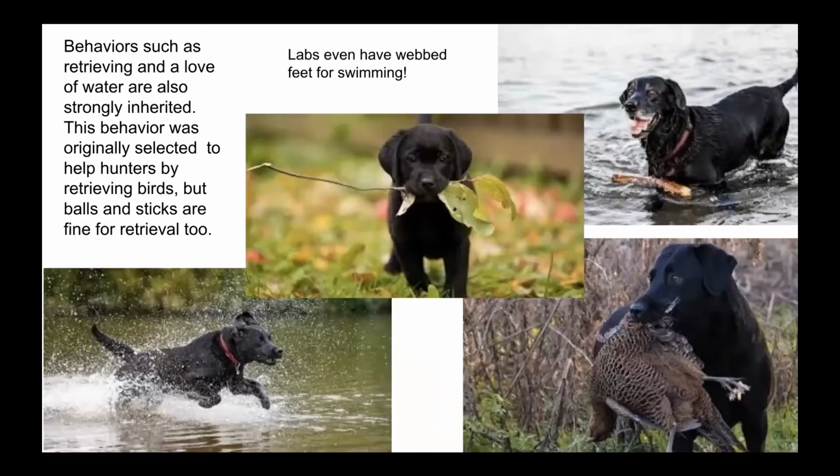Behaviors are other traits. Like the labs, they love to retrieve, meaning bring things back, and they also like water. These are also strongly inherited. This behavior is selected to help hunters retrieve birds. If you shoot a duck and it falls into the lake, you don't want to jump in that ice cold lake and bring it back. So if you have a handy dog, they'll jump right in and go after it and bring it back for you. They'll also retrieve sticks and balls, and they love to retrieve. They'll do it all day long. And they even have webbed feet for swimming.